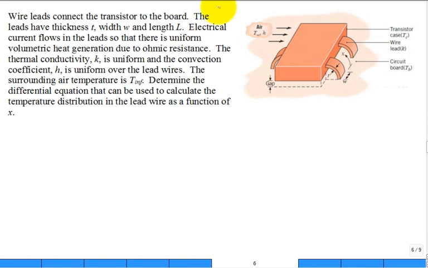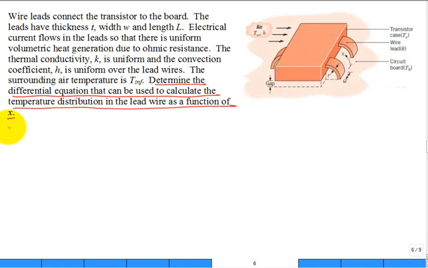And just look at the wording. Determine the differential equation that can be used to calculate the temperature distribution in the lead wire as a function of x. Am I going to solve that differential equation for this problem? No, just get the differential equation.